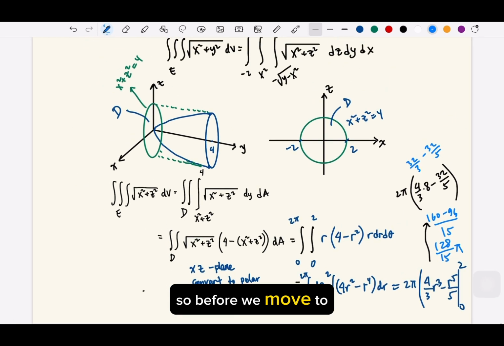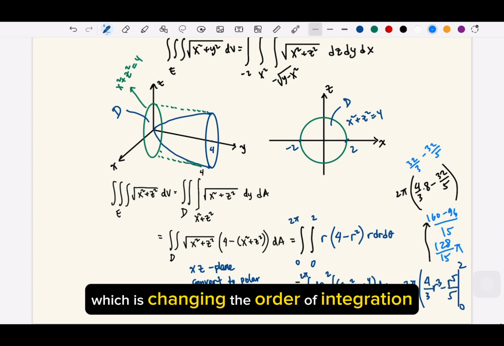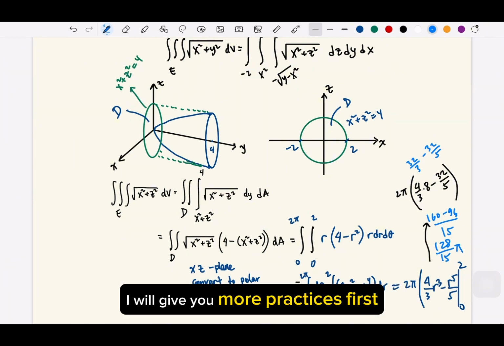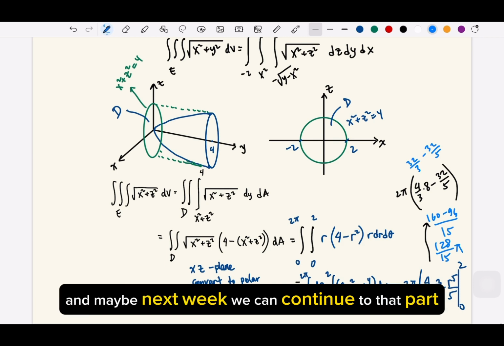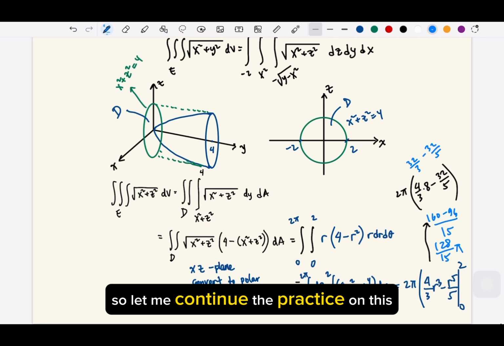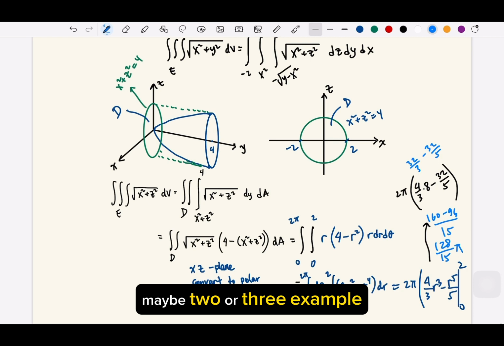So before we move to another application, which is changing the order of integration, which requires a lot of focus and attention, that I think we don't have now, I will give you more practices first, and then maybe next week we can continue to that part. So let me continue the practice on yesterday's class, the surface area, maybe two or three examples.